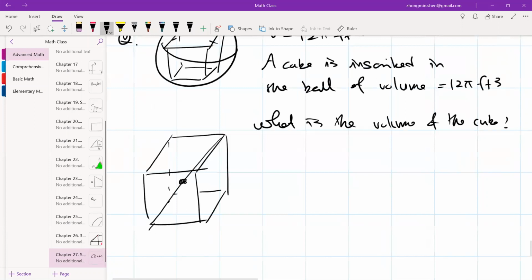That's my hint. The diagonal of the cube is going to be the diameter of the sphere, which is double the radius. Then you can solve the problem.